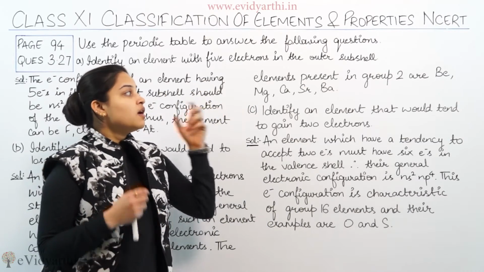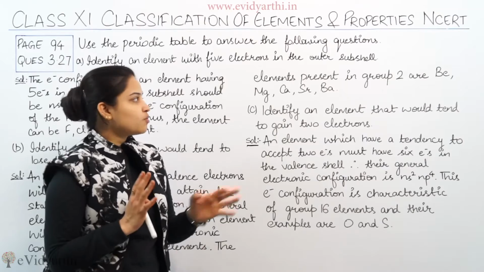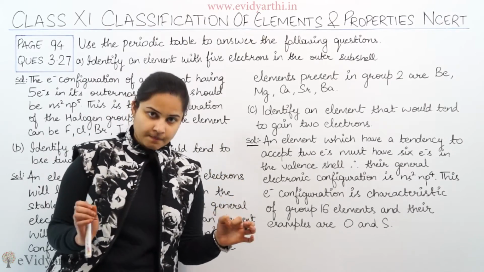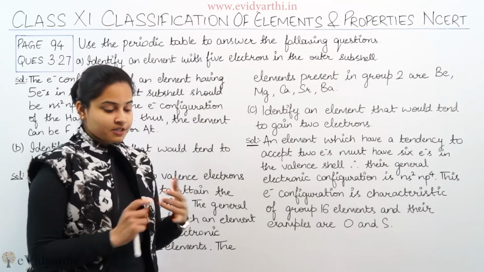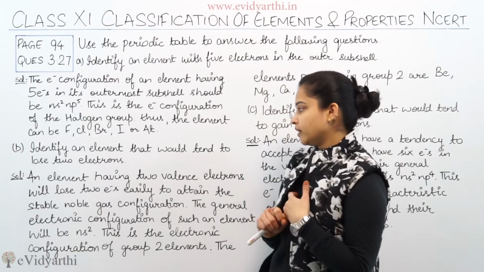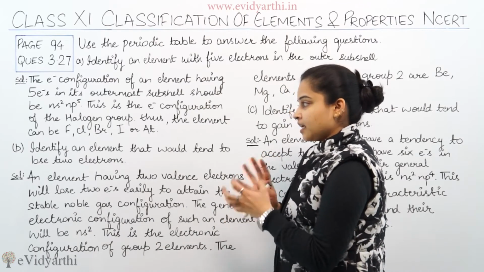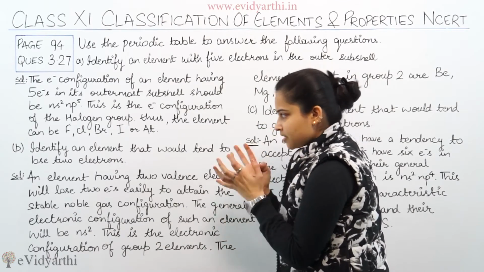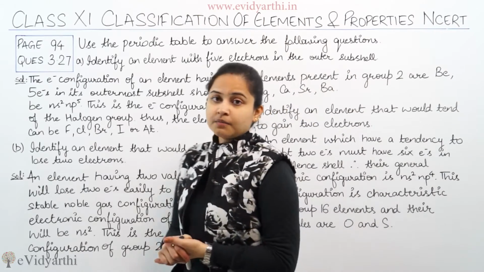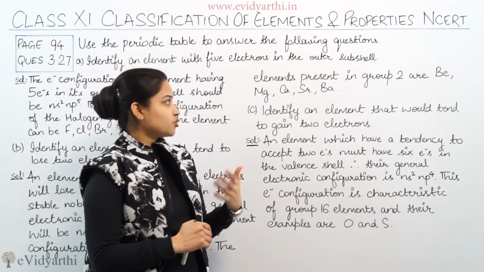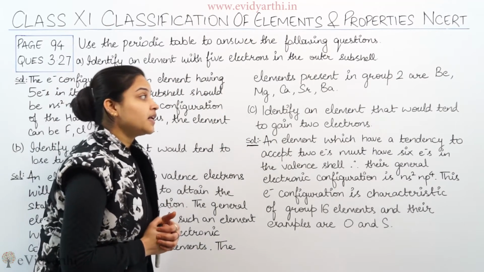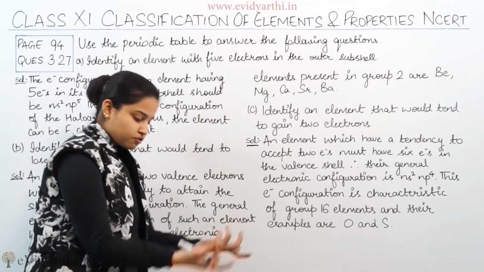The elements present in group 2 are beryllium, magnesium, calcium, strontium and barium. So these are the elements which will tend to lose 2 electrons easily. That means the elements that would tend to lose 2 electrons would be beryllium, magnesium, calcium, strontium and barium. Fine. Coming to the third part of the question, identify an element that would tend to gain 2 electrons.